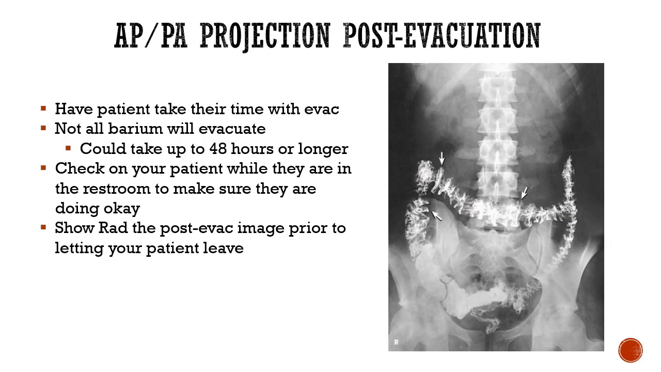We're going to perform an AP or PA projection, which is a post-evac image. Prior to this, the patient is going to take their time to evacuate. Not all the barium will evacuate, though; it could take up to 48 hours or longer. Before the patient evacuates, let them know that it's going to be coming out white, and that they'll continue to expel that white for a couple days. Check on your patient while they're in the restroom to make sure they're doing okay, and then show the radiologist the post-evac image before the patient leaves. Some places just do the AP and the PA projection. Others also may do a lateral rectum post-evacuation.